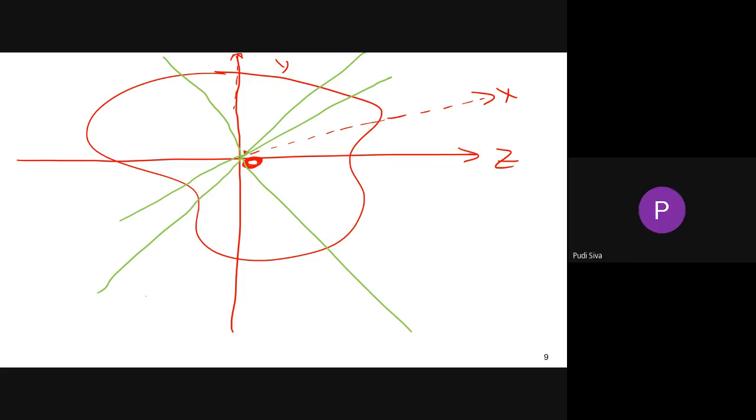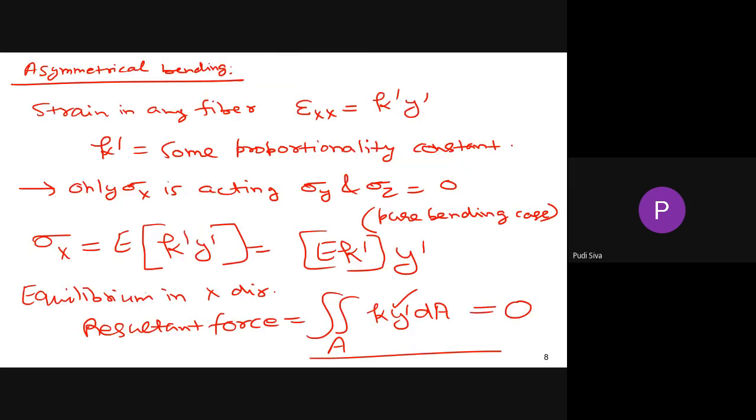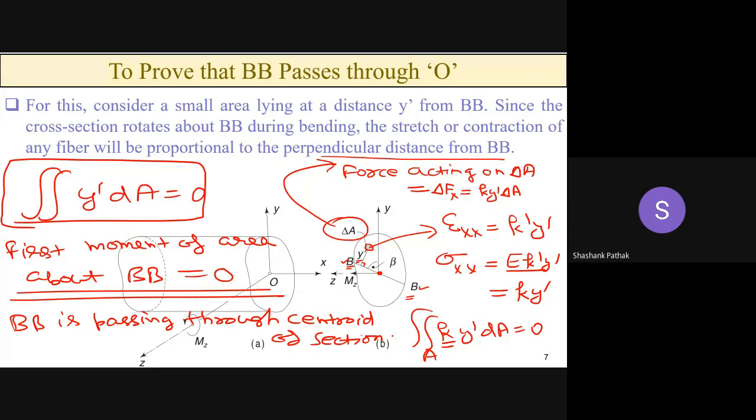Sir, the angle is 90 degrees. Angle, very good. It is not 90 degrees, but you are very close. There is an angle involved. So which angle? I have shown it in the previous slide. Sir, the force acting. This angle here. This angle beta.